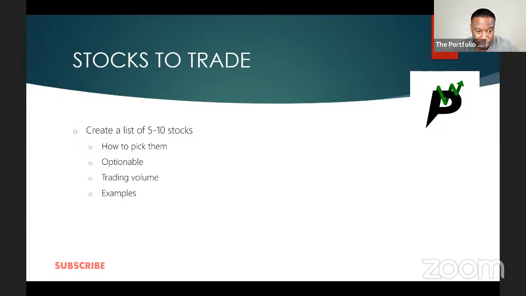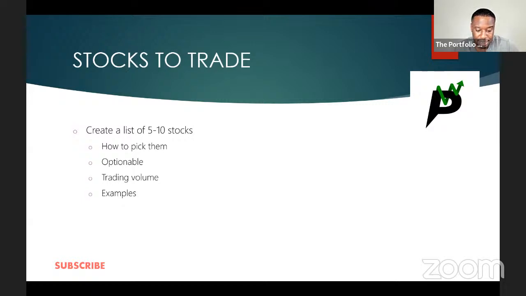Because if you have the right set of stocks, you don't need to trade a million different stocks. I literally trade about 5 to 10 stocks. These are the same stocks that I trade religiously every day. So if you can find the right stocks, you're good. You're going to get overwhelmed by having so many stocks. So the first thing you want to do is create a list for yourself.